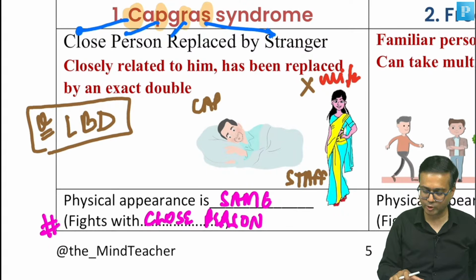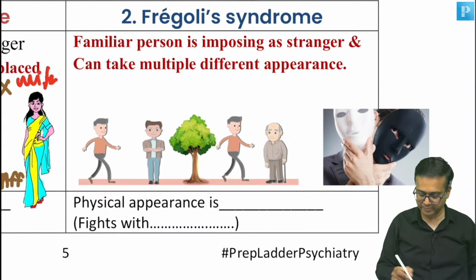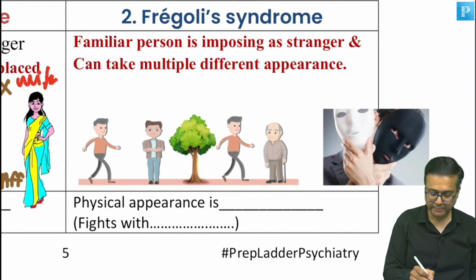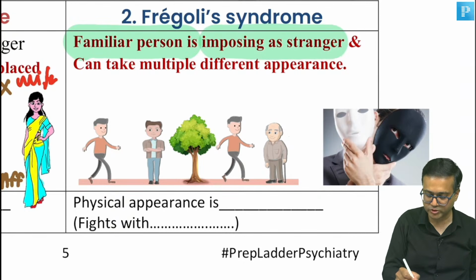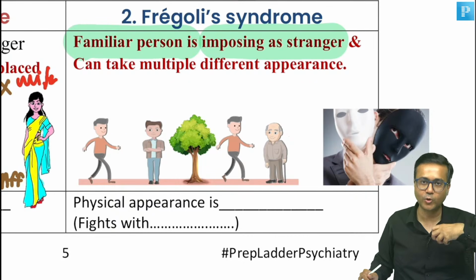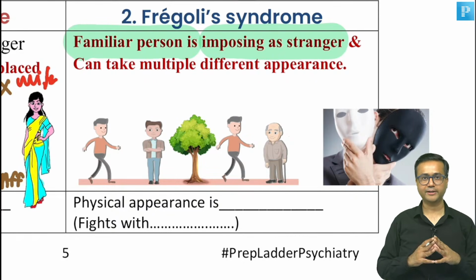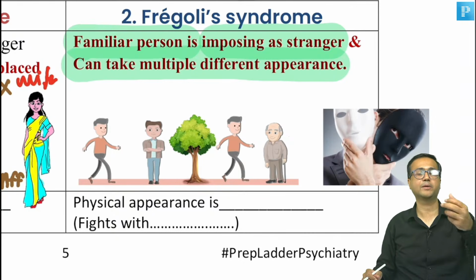Let's discuss just the opposite of this, which is Fregoli syndrome. Now what is happening in Fregoli syndrome? Here the patient thinks that a familiar person, somebody I know, is imposing as a stranger. So the patient feels that a familiar person, somebody I know, is coming in front of me as a stranger. And he may also think that that person can take multiple appearances.